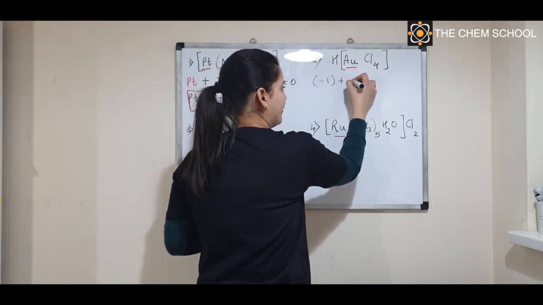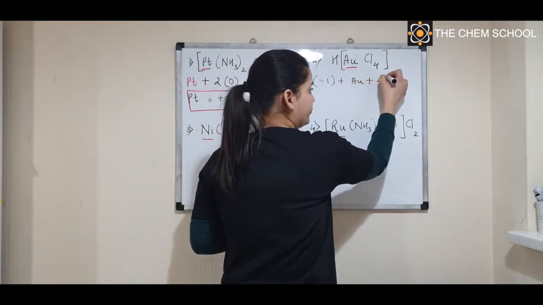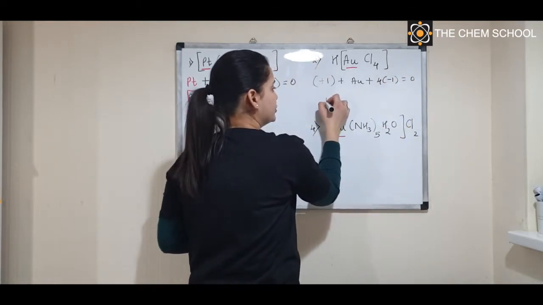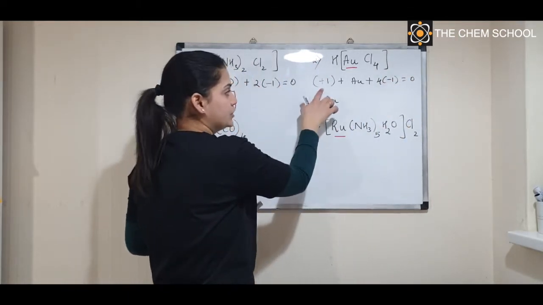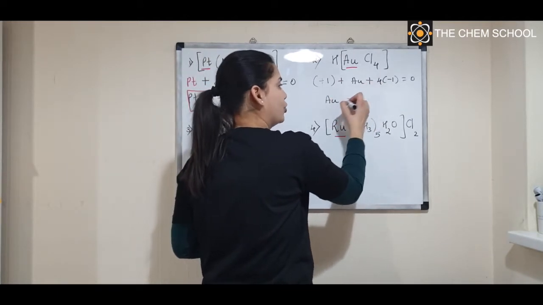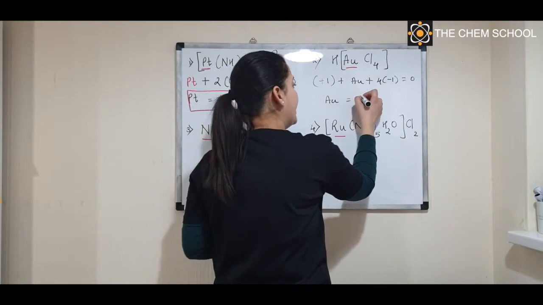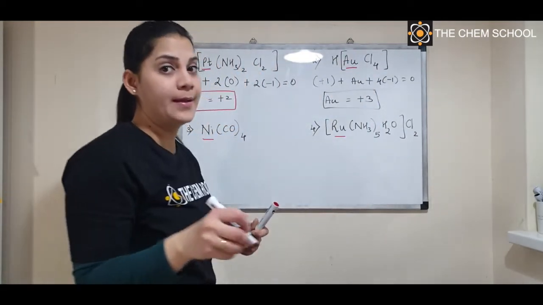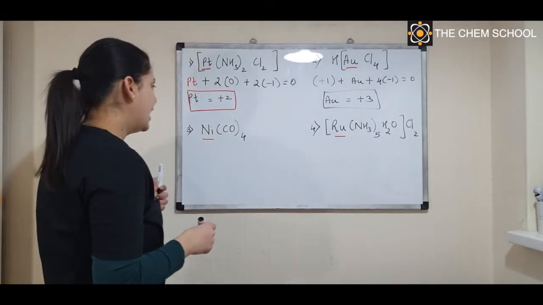Okay, plus you have gold, plus 4 into chlorine, that is -1, is equal to 0. So the charge on the gold will be +1 and -4, that is going to be -3. When it goes on the other side of equal to, it is going to be +3. So the charge on gold in this complex is going to be +3. Okay, have a look at the next one.